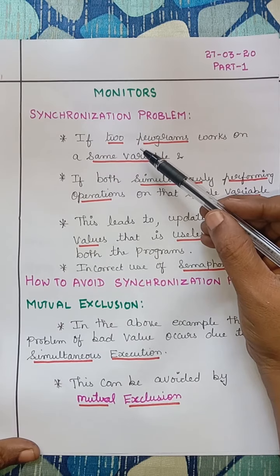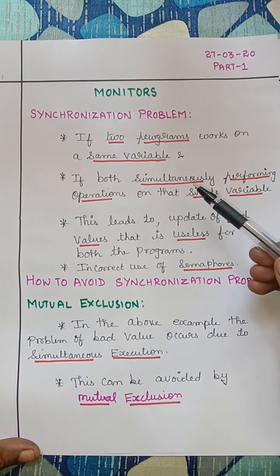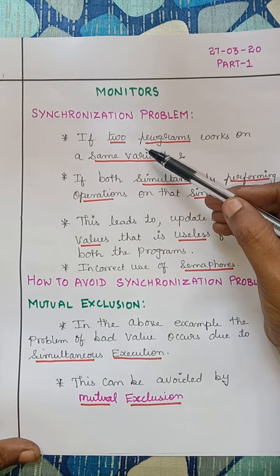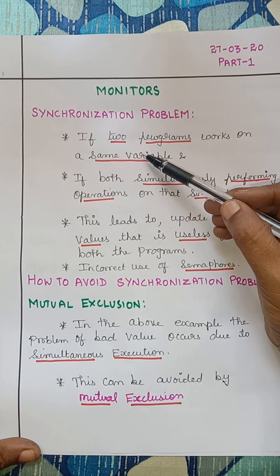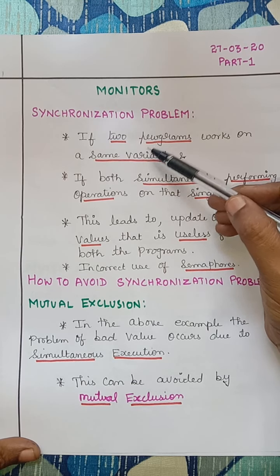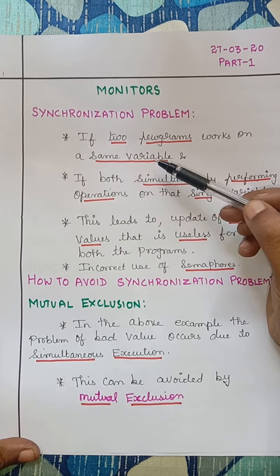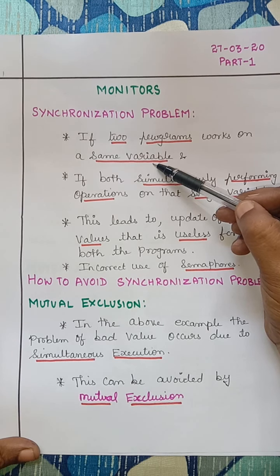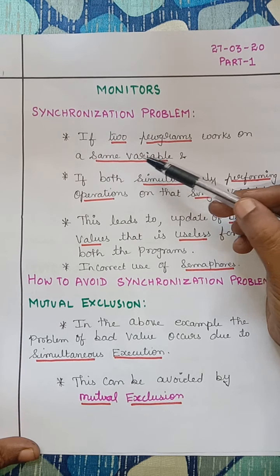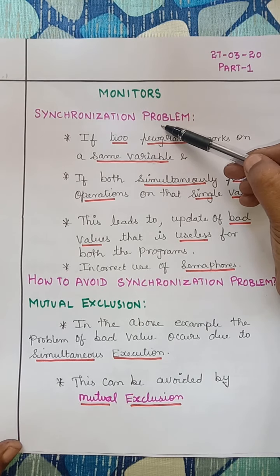Let me consider two programs P1 and P2 that work on the same variable, say x. Now P1 tries to increment the x variable and P2 tries to decrement the x variable simultaneously. That is, at the same time, both perform operations like incrementing and decrementing on the same variable. What will happen? It will lead to a bad value in that variable. So this is useless to both the programs P1 and P2, and this is what is called the synchronization problem.